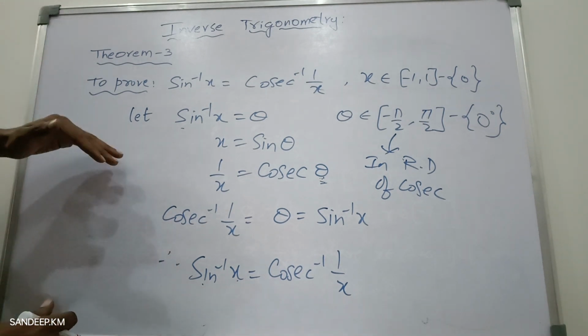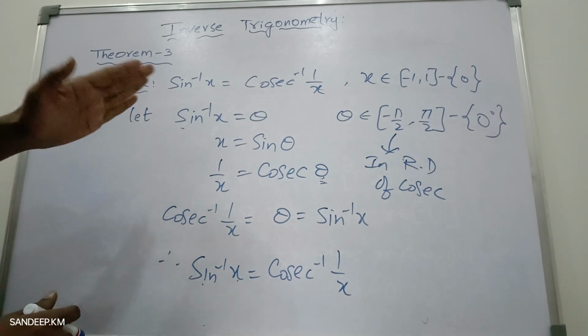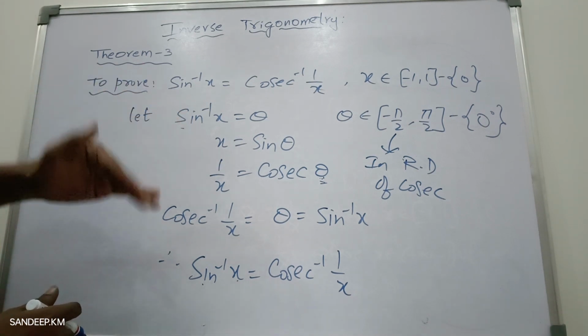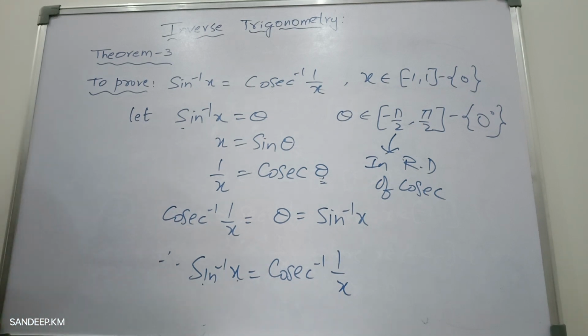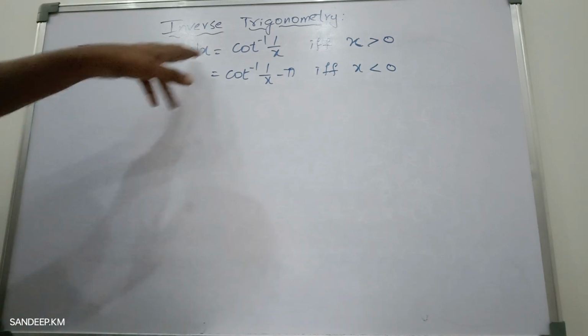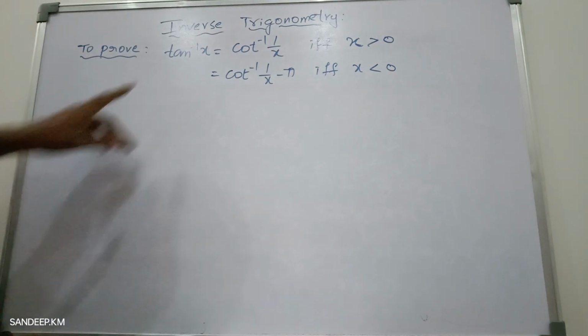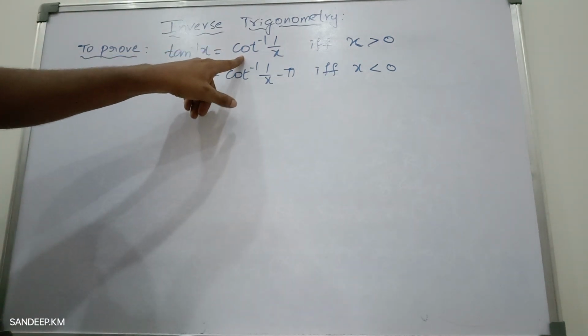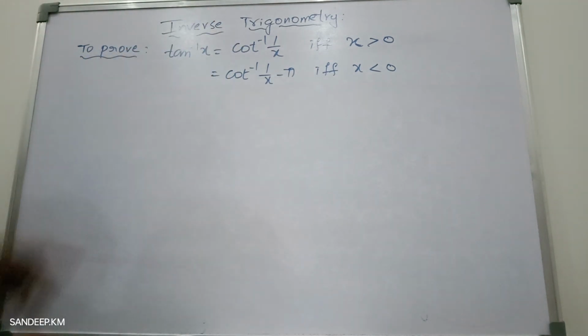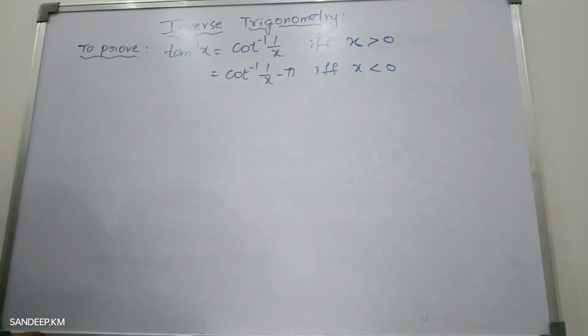In this particular theorem, I will prove that tan inverse x is equal to cot inverse of 1 by x, and the other answer that we will prove now. Generally we might make the mistake that tan inverse x can always be written as cot inverse of 1 by x, but that is not true. Tan inverse of x is cot inverse of 1 by x only when x is positive. And if x is negative, you should write cot inverse of 1 by x minus pi. So let us prove this.